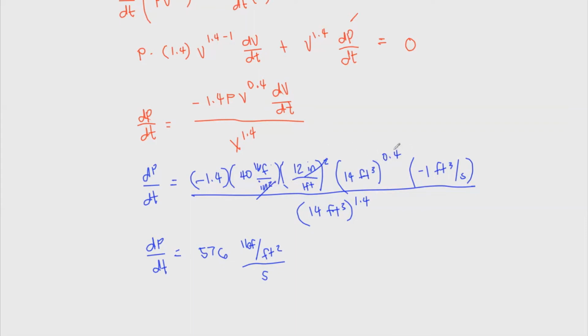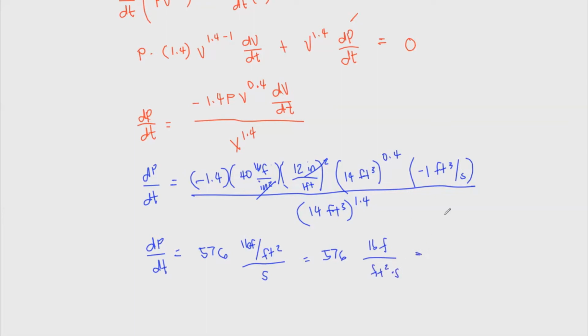Now in this case, we also have 0.4 over 1.4, which is actually negative 1 if we subtract these two. And then with that, knowing that this is negative 1 and this one is cubic feet, the units will just cancel out, and now we're left with feet squared at the bottom of this equation. So the unit can also be represented as 576 and then pound force per feet squared second.